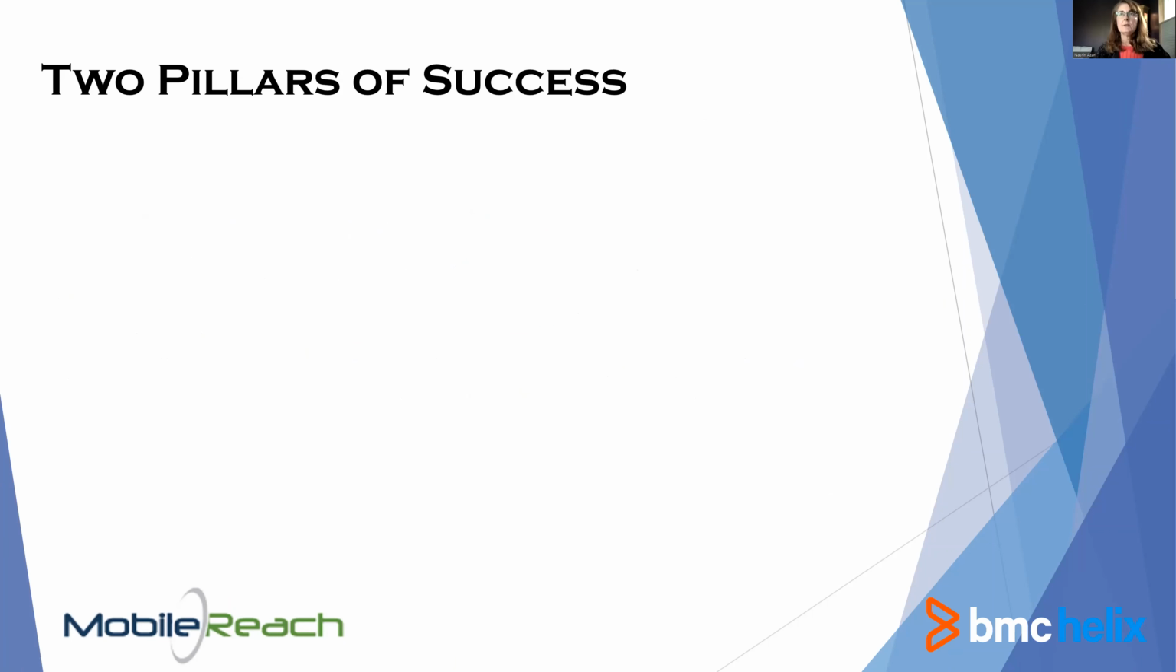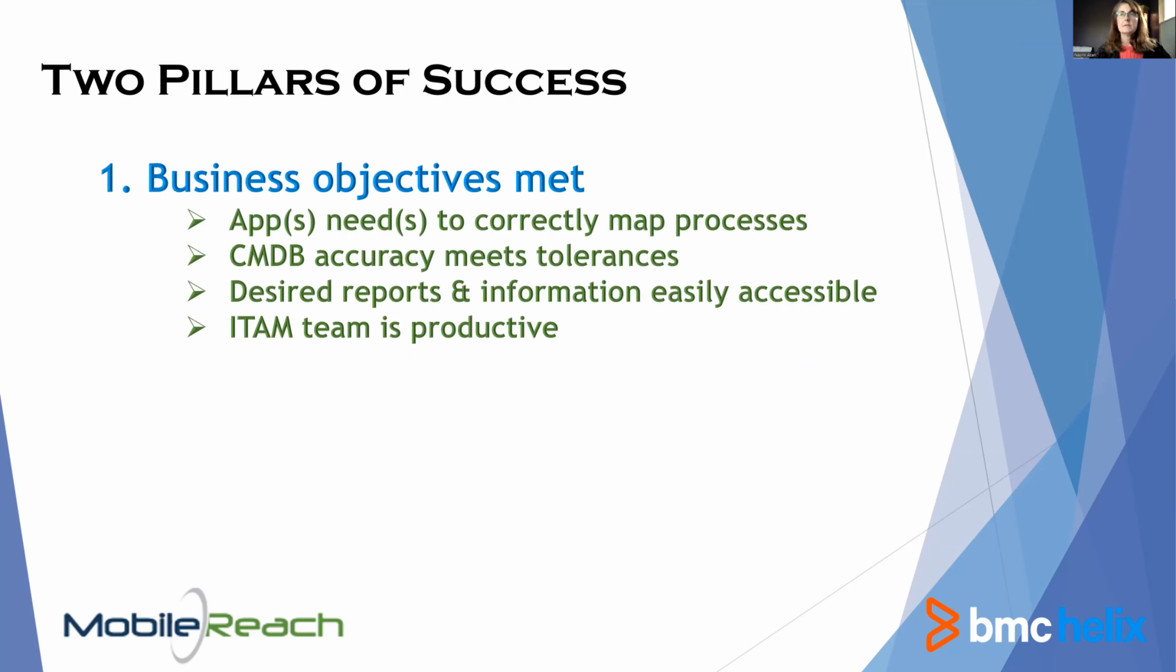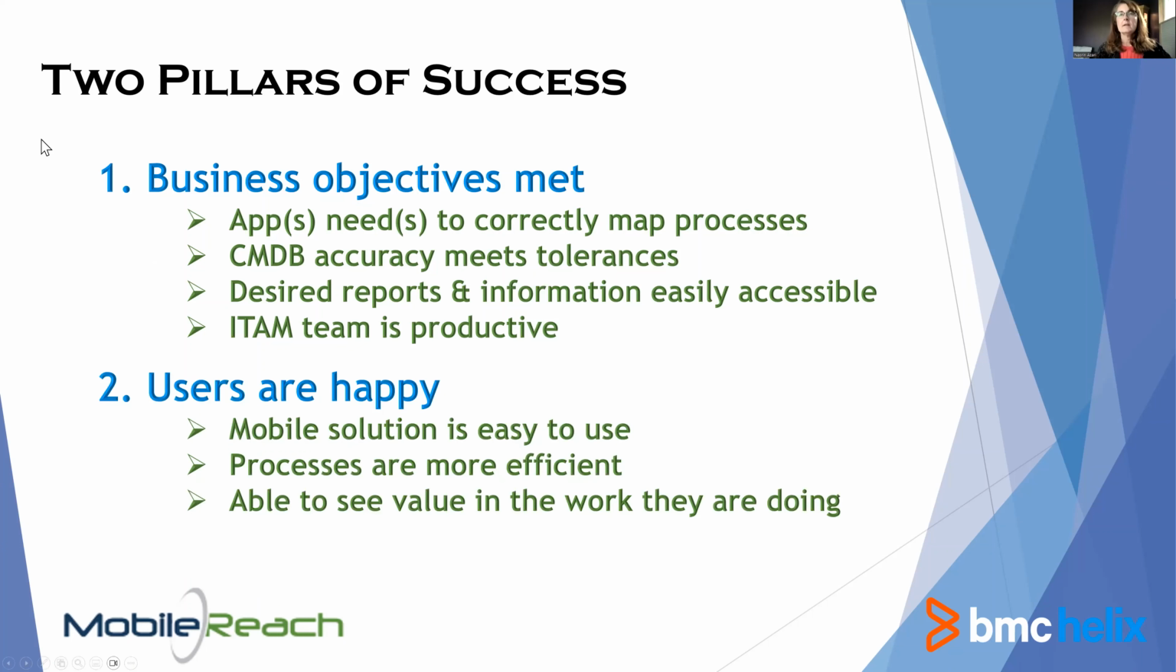So I talk about 2 pillars of success that are equally important, and I'm just going to briefly cover these. The first one is that your business objectives are met, and this is why we map out your processes, because your processes define what your business requires from your users in the field. If your mobile application maps to those processes, then you're meeting your business objectives. The second one is that you need to build a solution that your users will want to use and that they're happy using. So your user adoption needs to be high, and there are quite a few things you can do to make sure that happens, and I'll talk about that in just a minute.